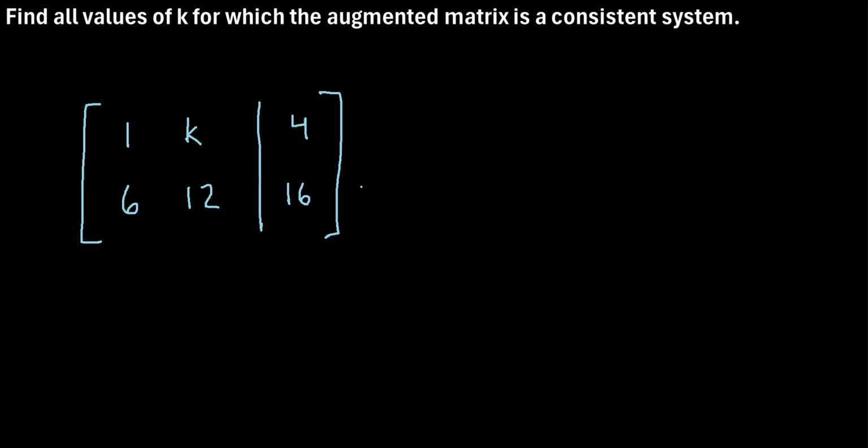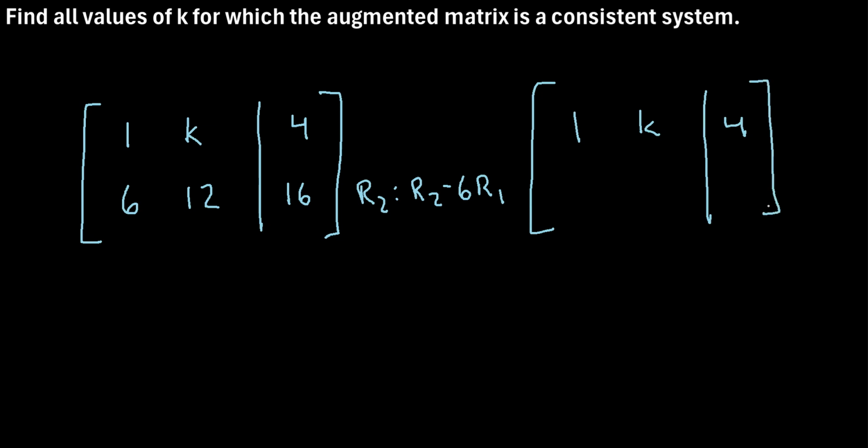So let's do that. Let's say the values in row 2 are going to become the original value in row 2 minus 6 times the value of row 1. If we do that, here's what we get. The first row doesn't change at all: 1, k, and 4. In the second row, 6 minus 6 times 1 is 0. So this becomes a 0. This next value is 12 minus 6 times k, so we're just going to write 12 minus 6k. And the last value will be 16 minus 6 times 4. 6 times 4 is 24, so 16 minus 24 is negative 8.